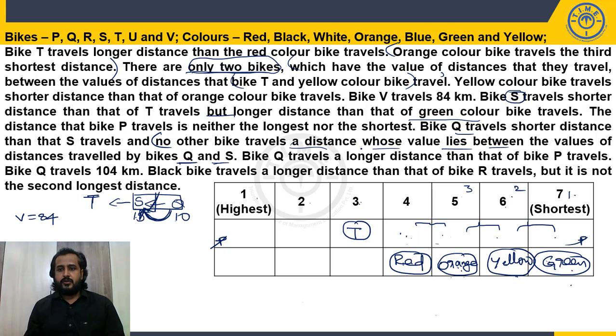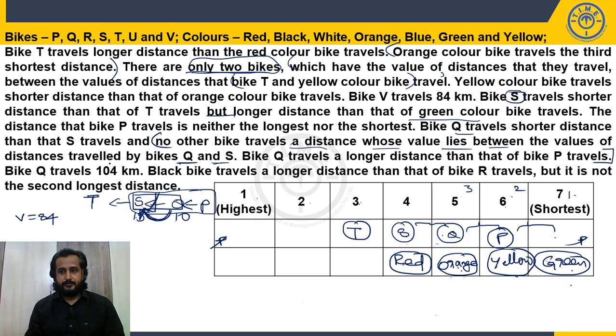Fine. Next, Q travels longer distance than P. Q travels longer than P, and P is not the shortest. P is not the shortest, but Q travels longer than P. After T, S, Q, P has to be placed. But P cannot be the shortest. What is the only scope? S will be here, Q will be here, P will be here. Till here, complete information is utilized. Nothing is left. Right? Next.